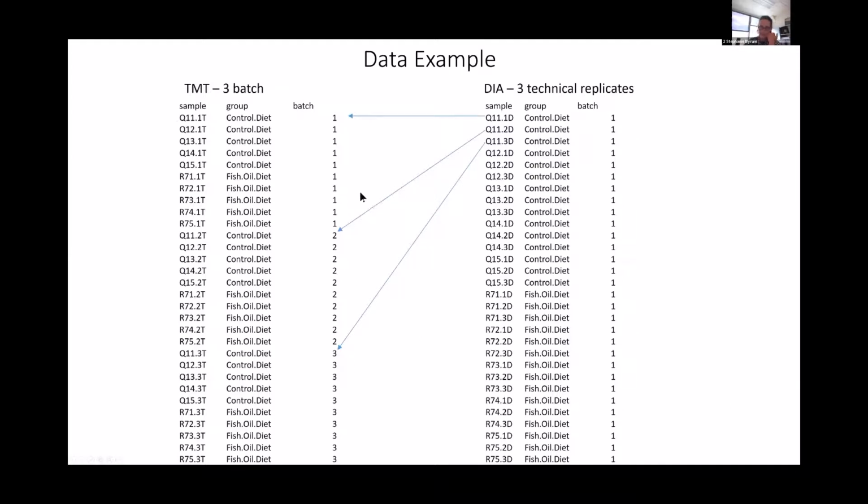We also ran the same samples in triplicate as a DIA project. So now you've got the control sample number 11 three times, and number 12 three times. All of those are just run through a DIA experiment instead of multiplexed together.